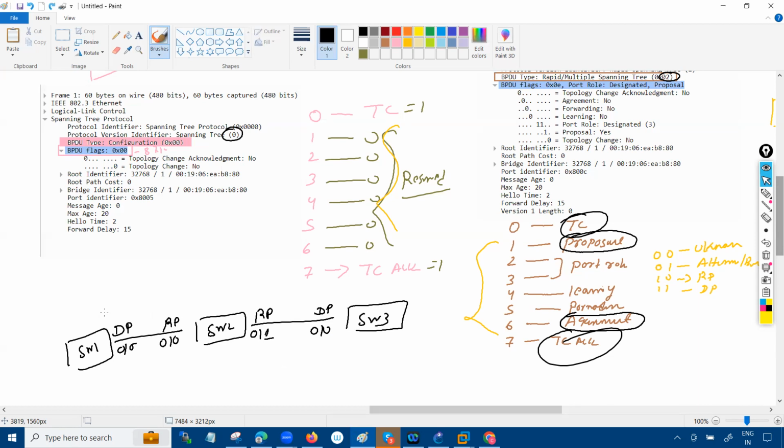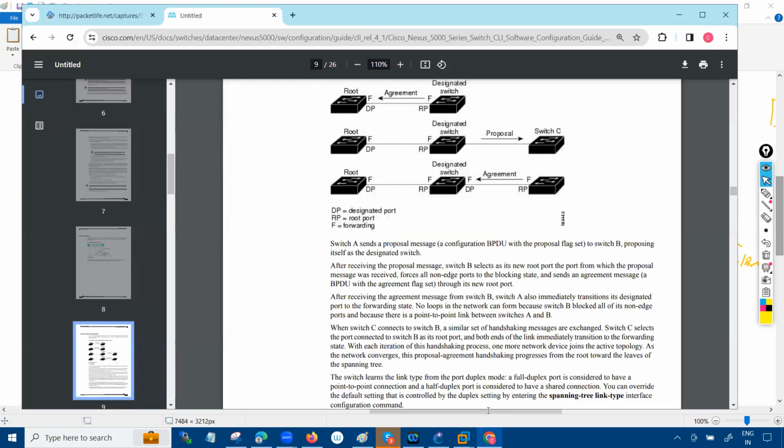So that's why, to avoid this problem, once the election is going on this particular segment, they will block this particular port. Once the election is done on this one, then the proposal and agreement will happen over there. Now, this is according to the Cisco documents. How it actually works, let me show you that.